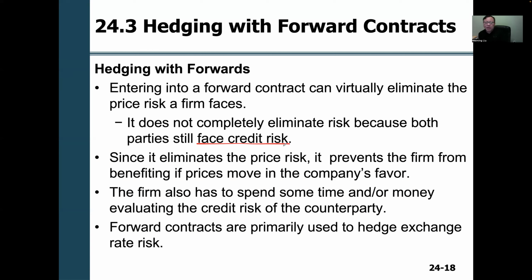Since it eliminates price risk, it prevents the firm from benefiting if the price moves in the company's favor. Okay, so if you completely eliminate the price risk, it prevents the firm from benefiting if the price moves in the company's favor. The firm also has to spend some time or money evaluating the credit risk of the counterparty. Forward contracts are primarily used to hedge exchange rate risk, okay.